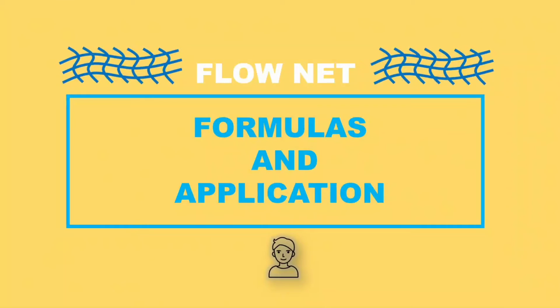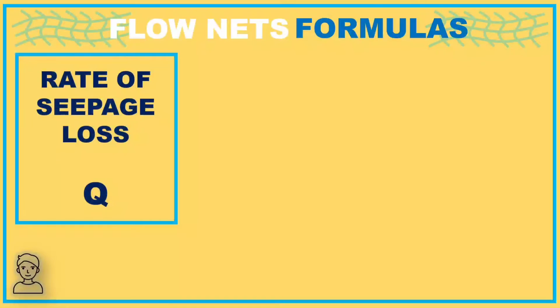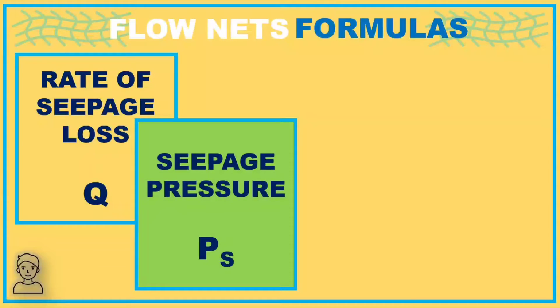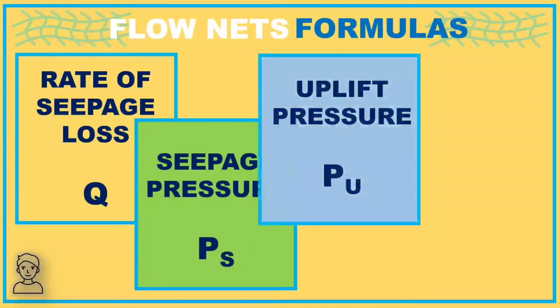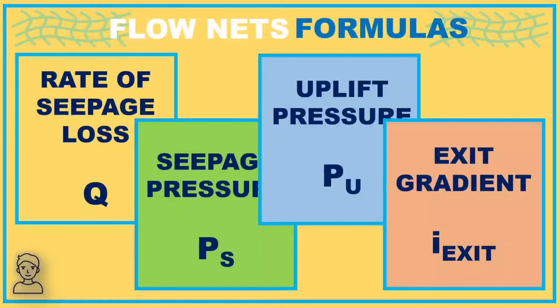The flow net formulas and applications. Here, I'm going to talk about the formula under flow net observation and its simple basic applications. So we have our formulas. Rate of seepage loss denoted by uppercase letter Q, seepage pressure denoted by uppercase letter P with a subscript of S, uplift pressure denoted by uppercase letter P with a subscript of U, and exit gradient denoted by the lowercase letter i with a subscript exit.